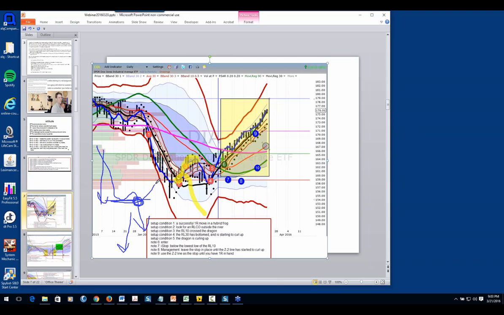But the RLCO worked. And we say it worked because the 10 got through the dragon, and then later it didn't fail. And we know it didn't fail because the 30 got better, and the dragon is shaping upwards, and the RL10 is on the correct side of the dragon again, and so we're in.